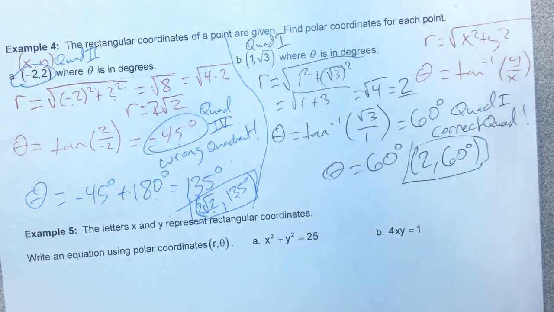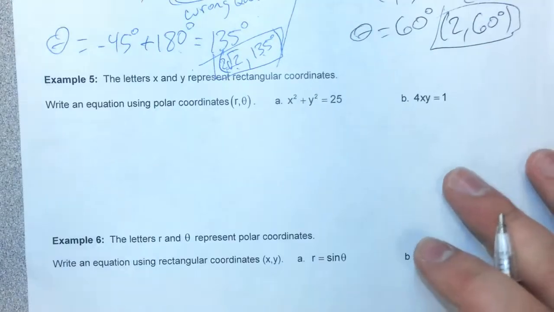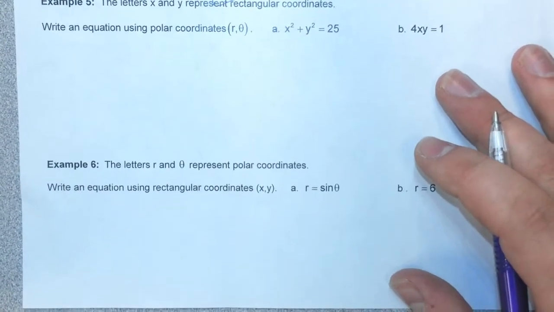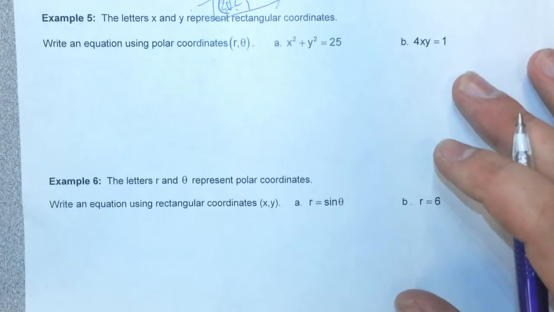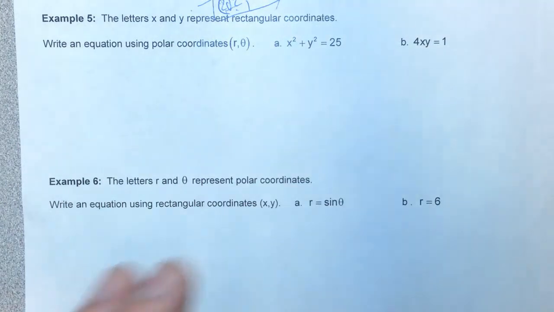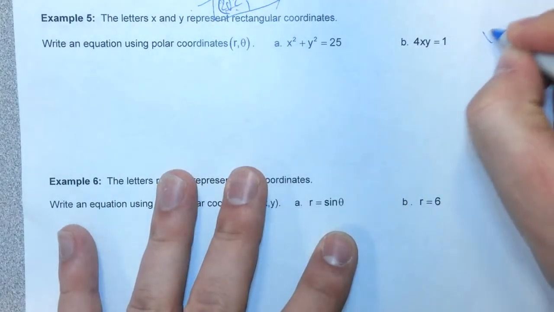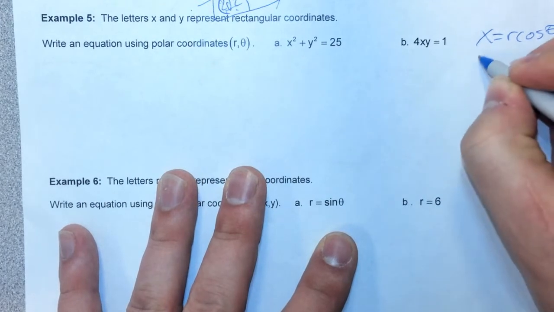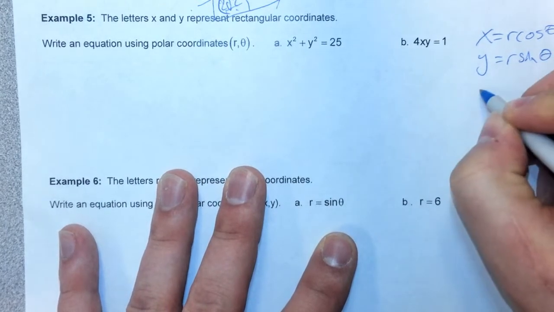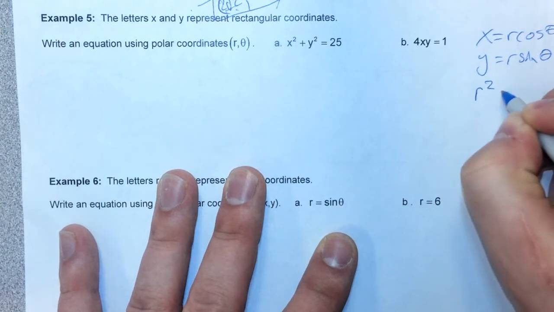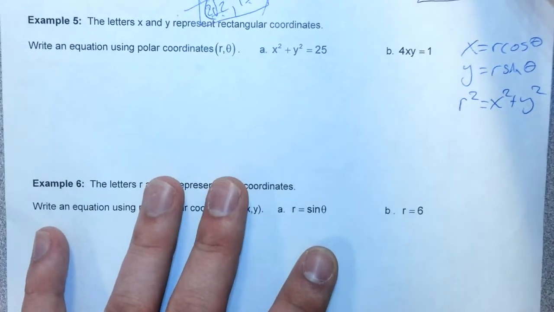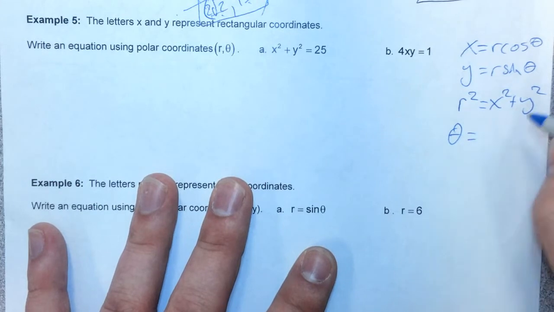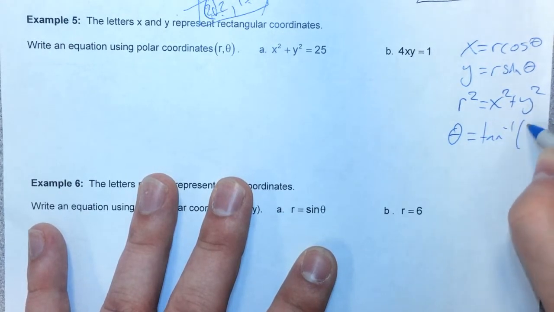Okay? Now, last but not least, we're going to convert some equations. That's going to be down here. We have 4 conversion factors, or equations, that we can take advantage of. We've got x equals r cosine theta. We've got y equals r sine theta. We've got, I'm going to write this one a little differently, r squared equals x squared plus y squared. You'll see why in a second. And then I've also got theta equals inverse tangent of y over x.